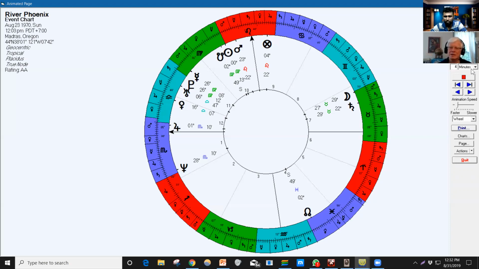So let's just do it. Let's see what happens. Here's his original chart. Now in primary directions, say they keep the ecliptic degrees constant. As I animate it, they're going to shift a little forward.